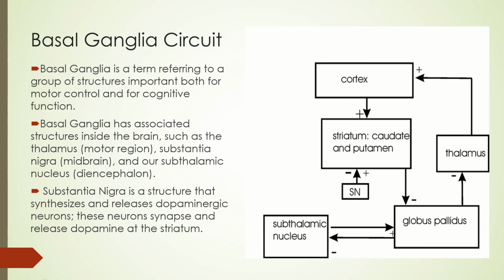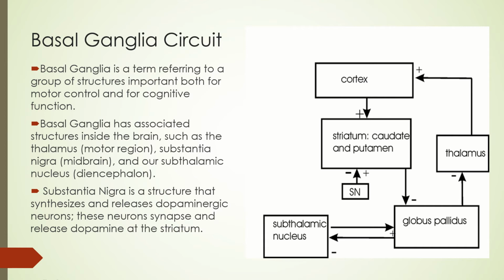So showing the structures more in depth, the cortex sends the signals to the striatum, which contains two structures, known as the caudate nucleus and the putamen. This striatum receives the synapses from dopaminergic neurons, specifically from the substantia nigra. So the substantia nigra is a structure that synthesizes and releases dopamine. These dopaminergic neurons synapse on the striatum, which also synapses on the globus pallidus. From there, the motor signals have an option of going to the subthalamic nucleus and then returning to the globus pallidus, or they can go directly to the thalamus located in the midbrain and then go up to the cortex.